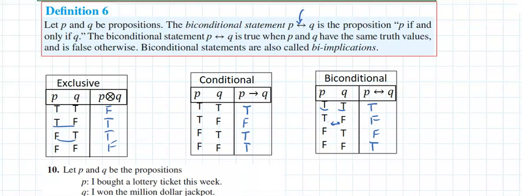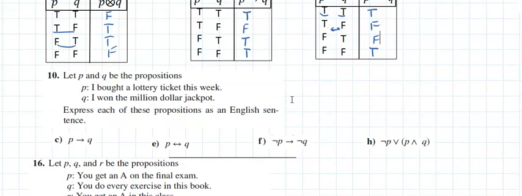Next example up is number 10. Let P and Q be the propositions. Again, P: I bought a lottery ticket this week. Q: I won the $1 million jackpot. So if I would like to express each of these propositions as English sentences, if I look at part C, it says, if I bought a lottery ticket this week, then I won the $1 million jackpot.